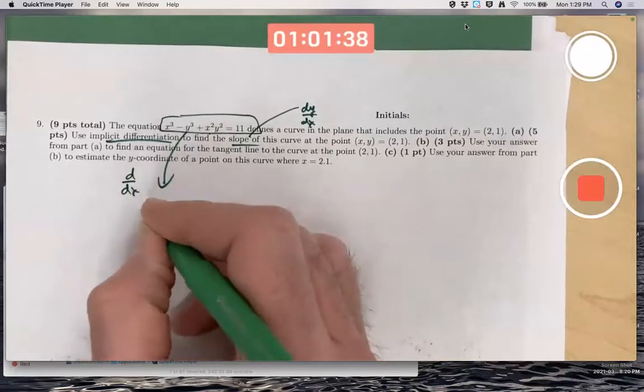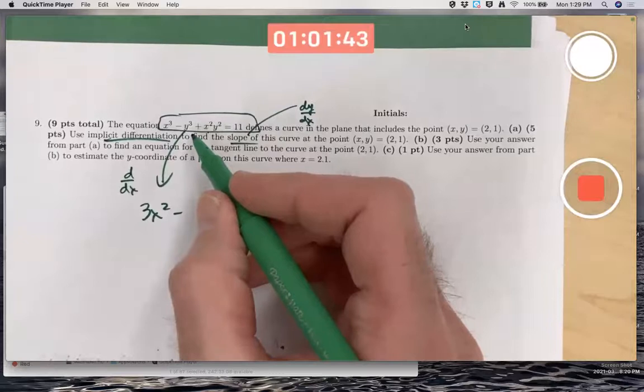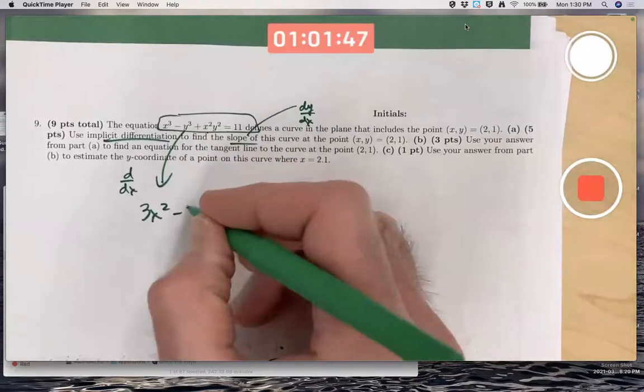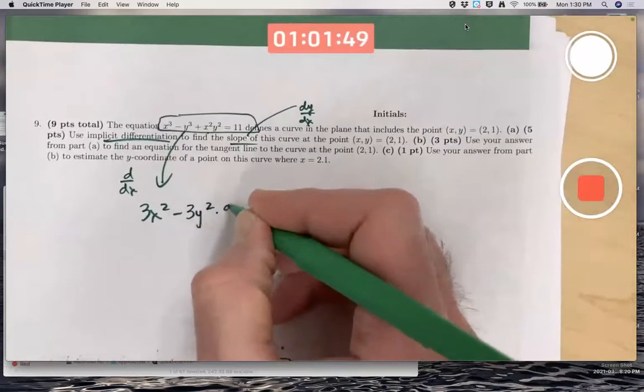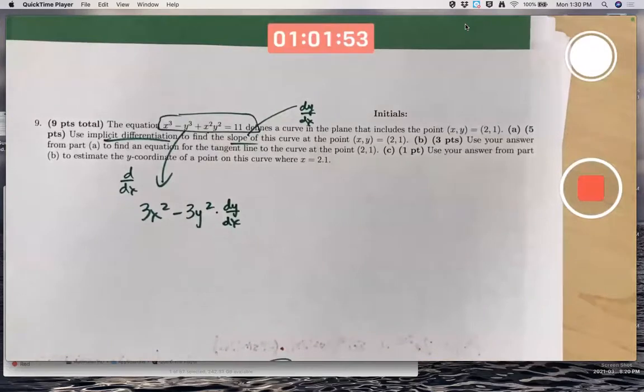So when you differentiate negative y cubed, you do not get 0. You do not get negative 3y squared. Instead, you get negative 3y squared times dy/dx. Why? Because y depends on x. You could replace that with an f of x if you preferred, and that would be okay, even though you don't know what f of x is.